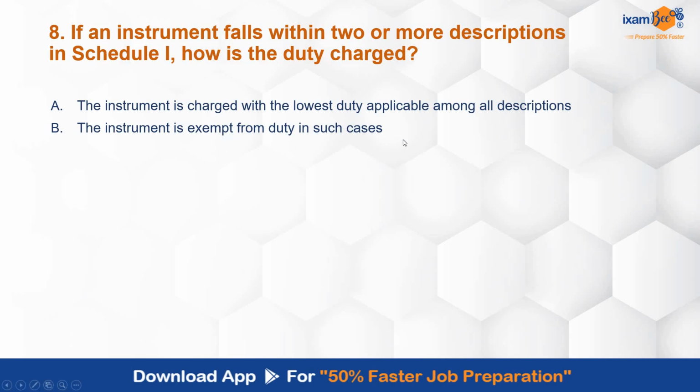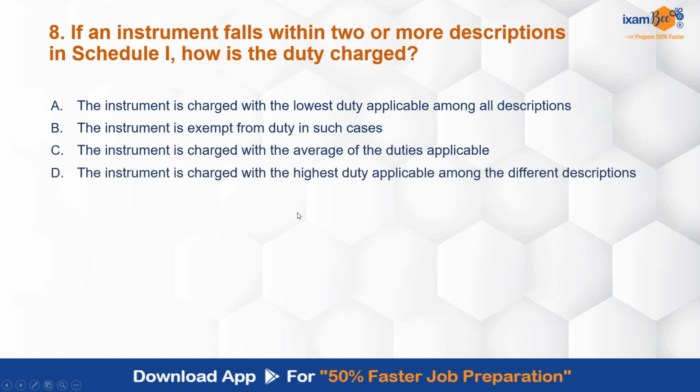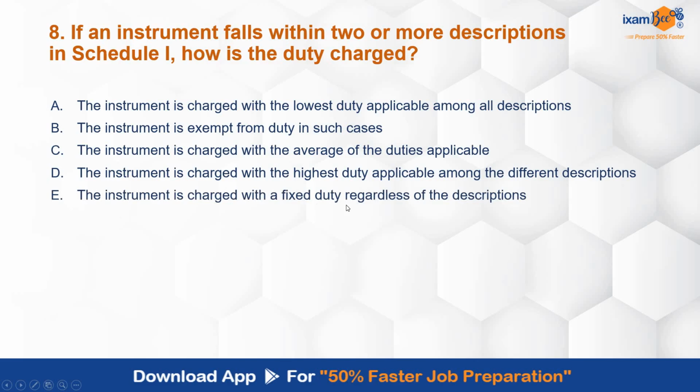Instrument is exempted from duty in such cases. Instrument is charged with the average of duties applicable. Instrument is charged with the highest duty applicable among different descriptions. Instrument is charged with a fixed duty regardless of the descriptions.